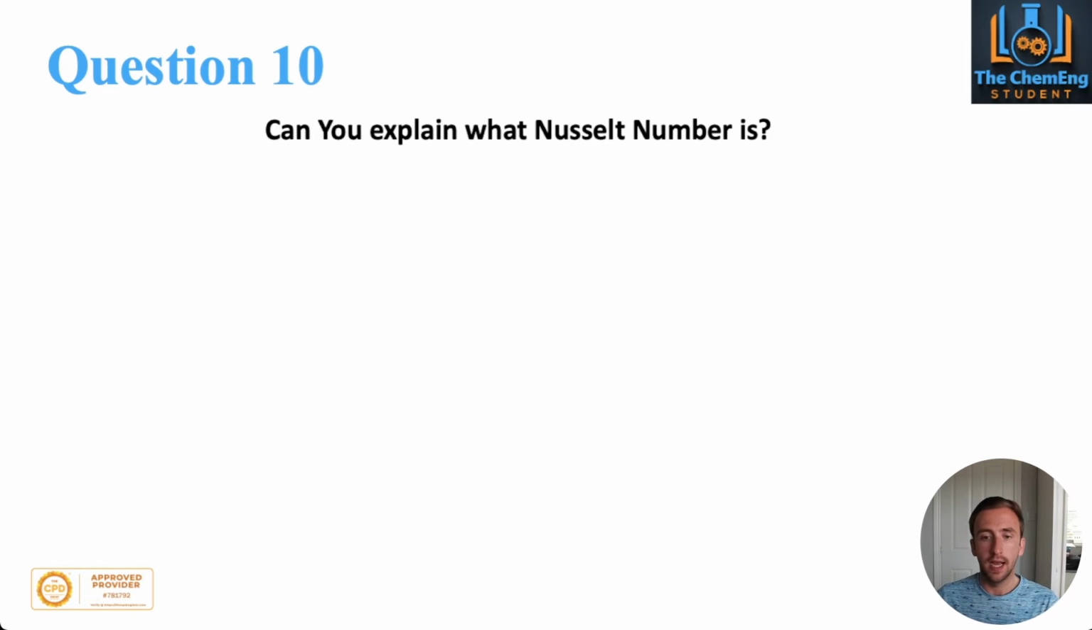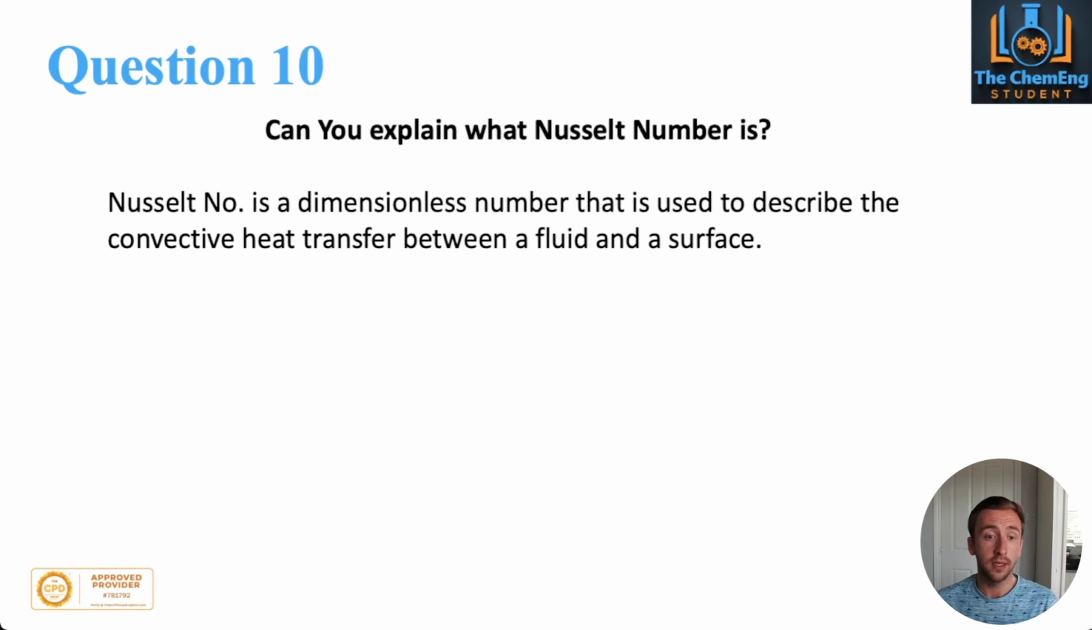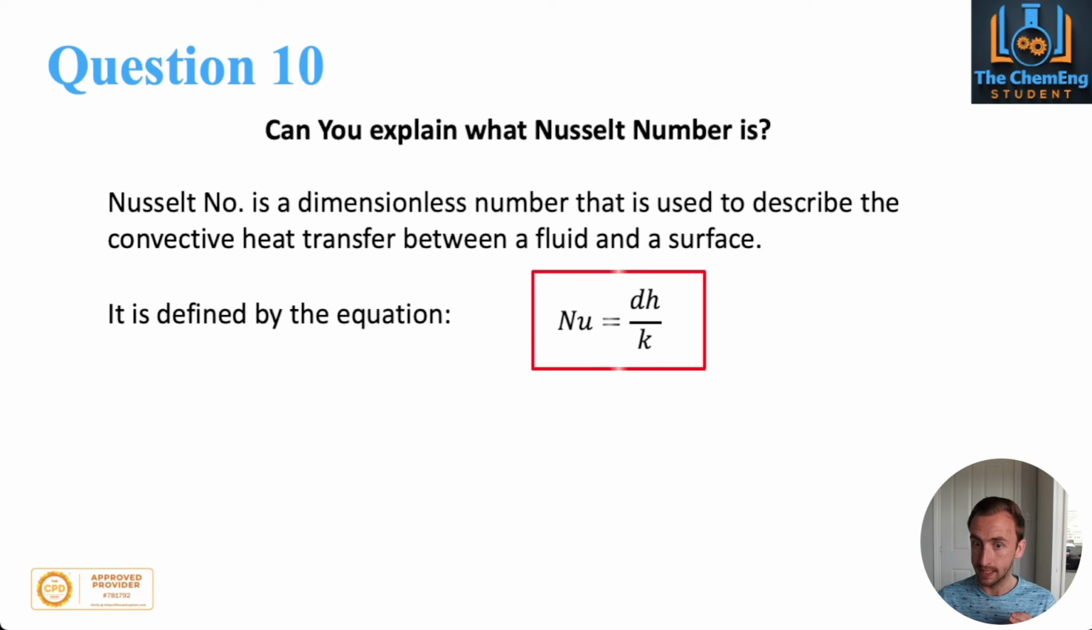Now, the final question, which I thought we would end with, probably one of the most fundamental and popular questions, is can you explain what Nusselt number actually is? Now, Nusselt number is, in simple terms, a dimensionless quantity or dimensionless number that is used to describe the convective heat transfer between a fluid and a surface. And you must know these dimensionless numbers. This is one of a few off the top of your head. So you would need to be able to define the equation.